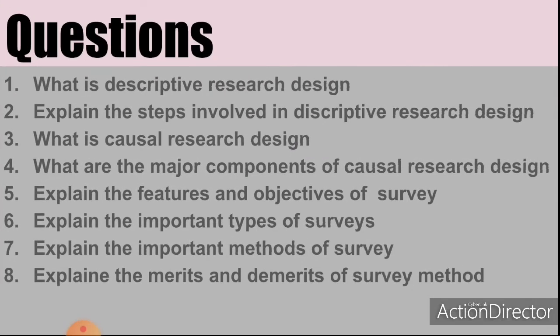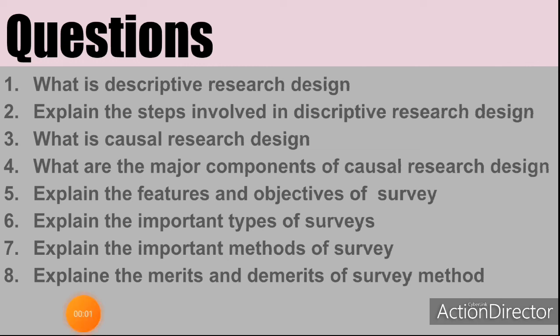Now we can discuss some questions related to this area. They are: what is descriptive research design? Explain the steps involved in descriptive research design. What is causal research design? What are the major components of causal research design? Explain the features and objectives of survey. Explain the important types of survey. Explain the important methods of survey. Explain the merits and demerits of survey method.